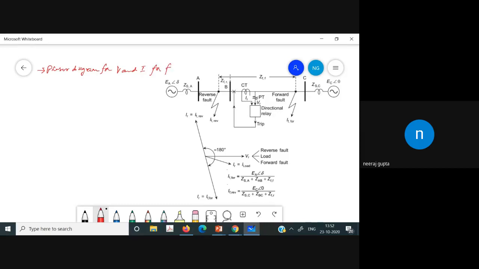For forward and reverse faults. And we can consider this for a single phase system.